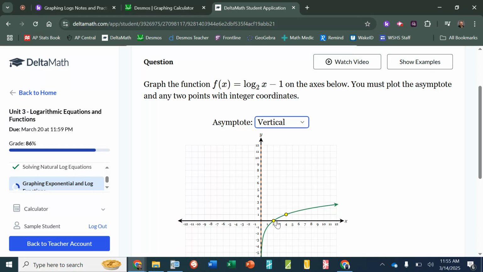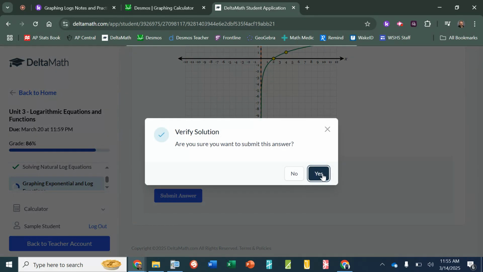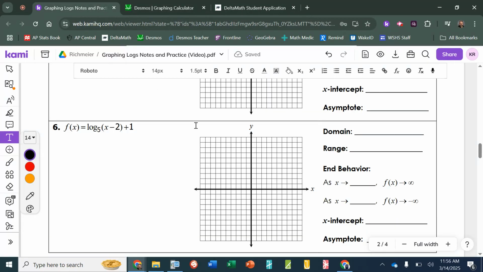Drop it right there. So I've got my x-intercept of 2, 0. I've also got the secondary point at 4, 1. I've put my vertical asymptote at x equals 0. Let's see what it does. And there we go. That shows you how to fill out these notes.